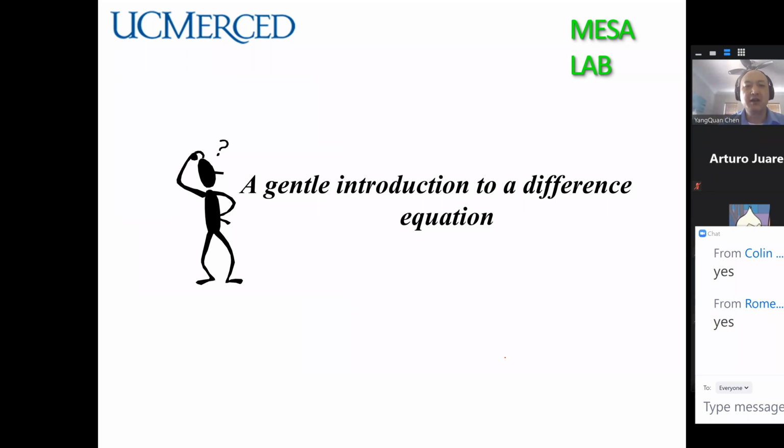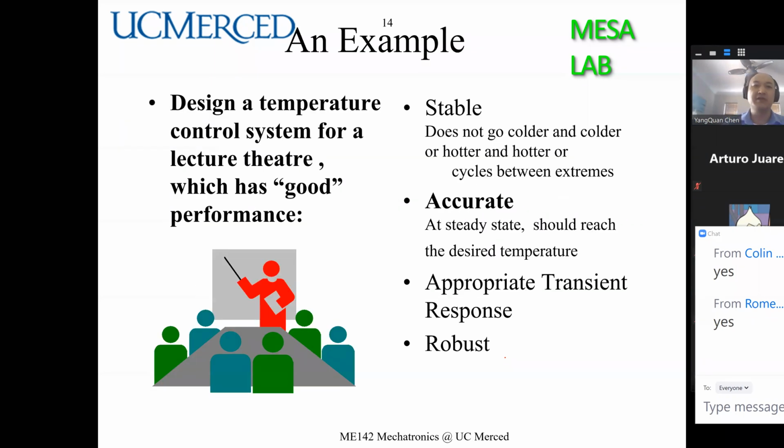Okay. So now let's switch to difference equation. Let's talk about a lecture hall or conference room for temperature control. Stable means you have temperature more or less the same. You don't want it to go suddenly very hot and then very cold, very hot. This kind of thing is no good. No cycling between those extremes.